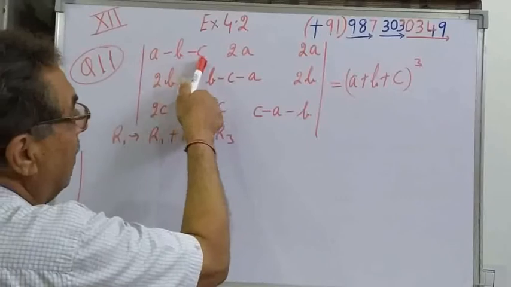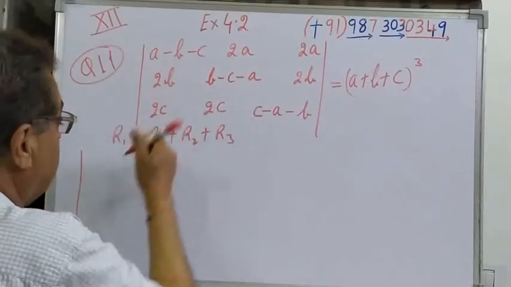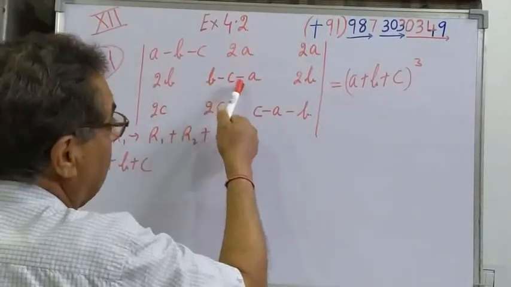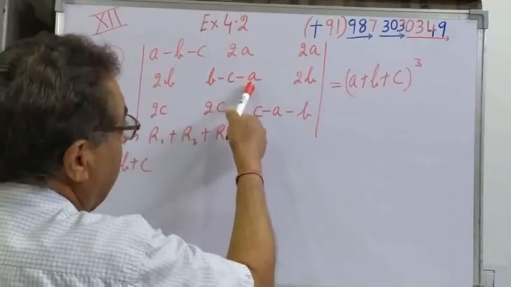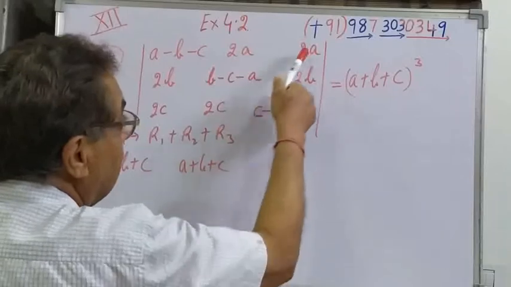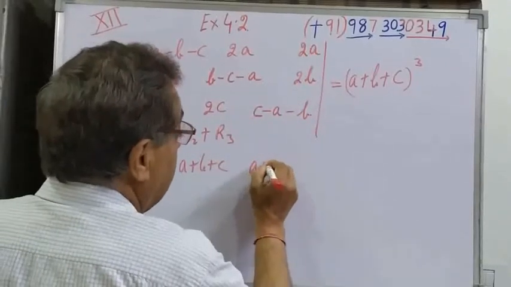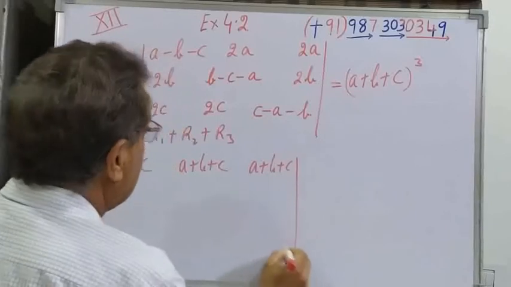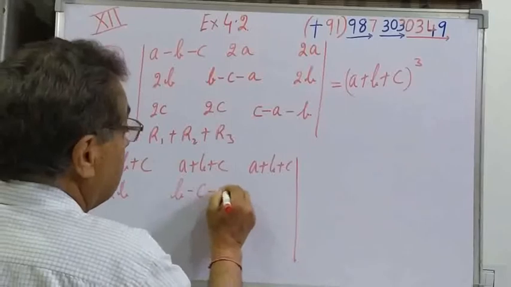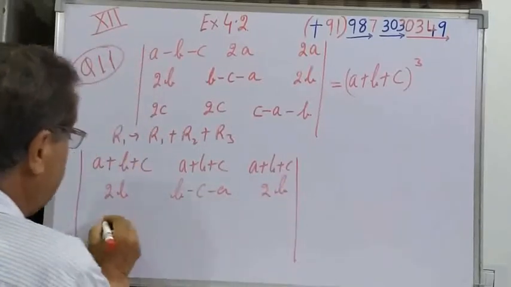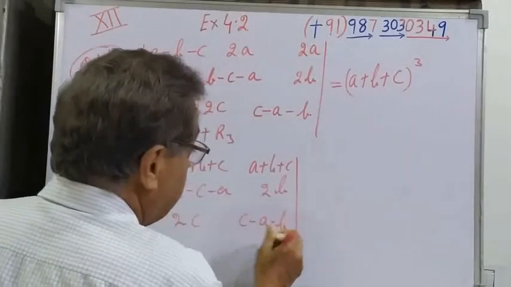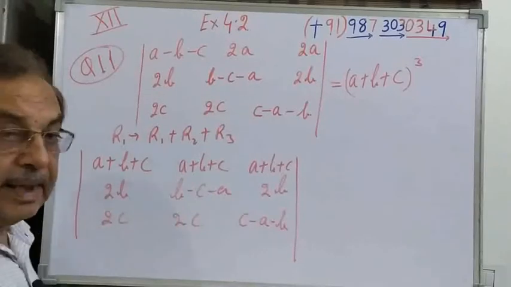Now A minus B minus C, when we add 2B and 2C, we will be left with A plus B plus C. Similarly, 2A plus 2B minus C, 2A minus A, 2C, we get A plus B plus C. 2A, 2B, and so on, we get A plus B plus C. The second row is as it is. The third row again is as it is, C minus A minus B. A plus B plus C we can take out common.